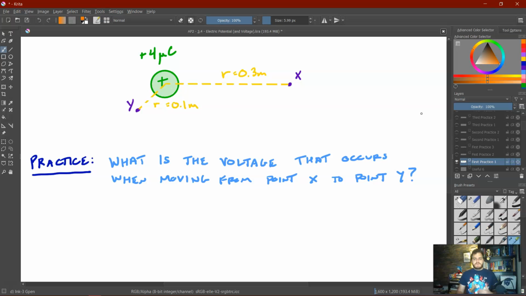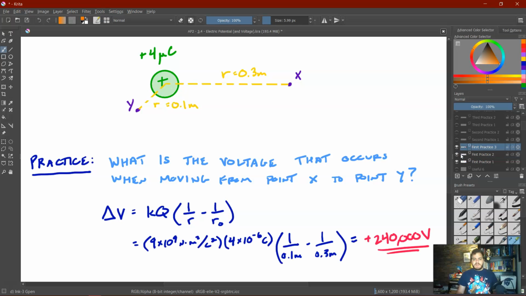So if we want to know the voltage between these 2 points in space, that means we need to know the difference in electric potential between point X and point Y. So I'm just going to use kQ(1/r − 1/r₀). And I'm going to stick in my numbers, where k is 9 times 10 to the 9th newtons times meters squared per coulomb squared. The charge, remember, micro is minus 6, so that's 4 times 10 to the minus 6 coulombs. Now remember to keep your numbers straight. We go from point X to point Y. So point X is 0.3 meters, point Y is 0.1 meters. We stick those in.